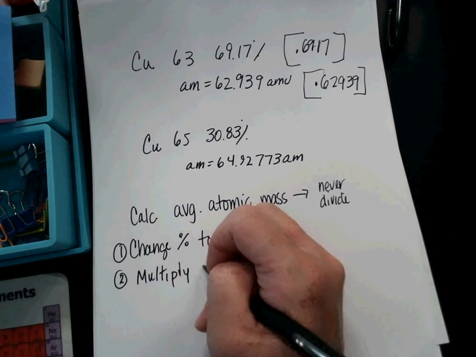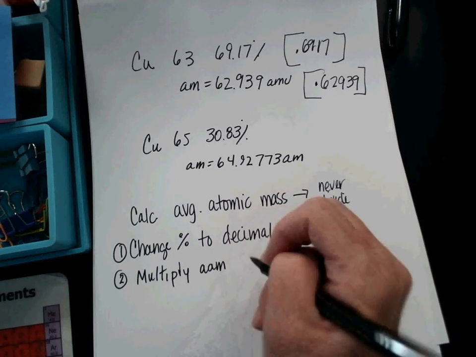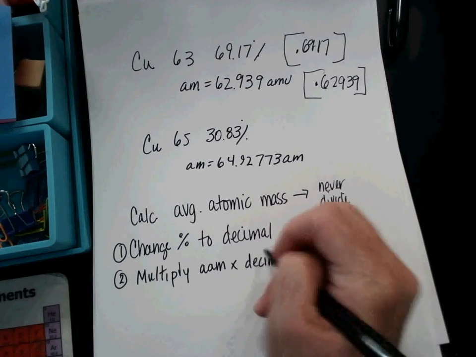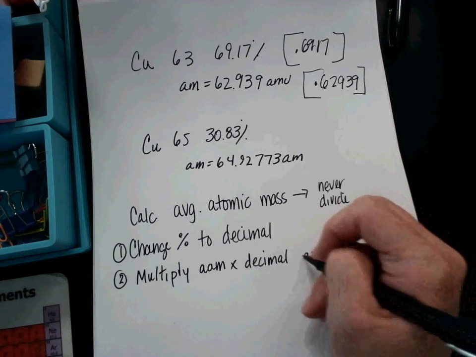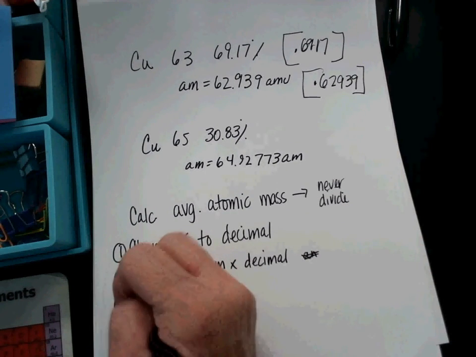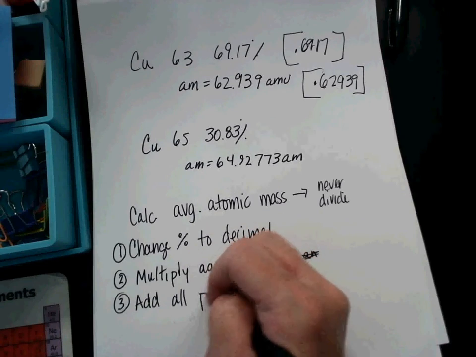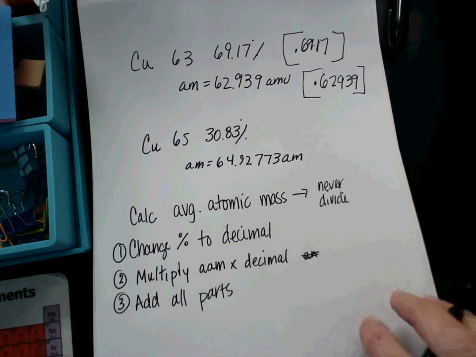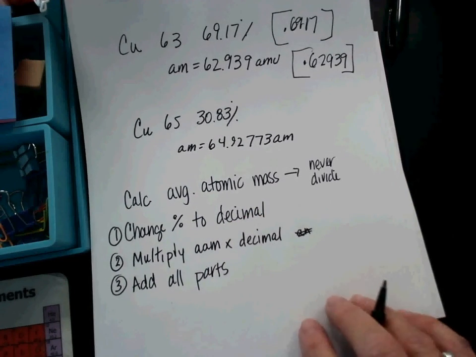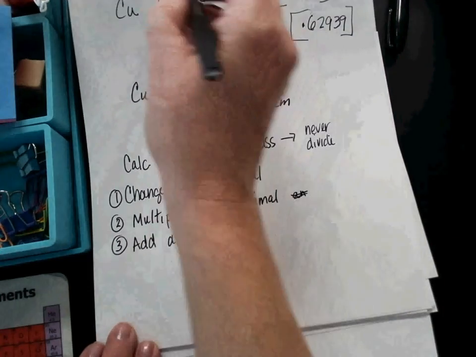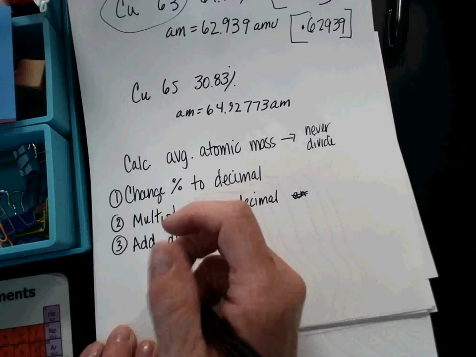The second thing I'm going to do is multiply my average atomic mass by the decimal. And step 3 would be to add all parts. So let's see what that looks like when we set it up as an equation.